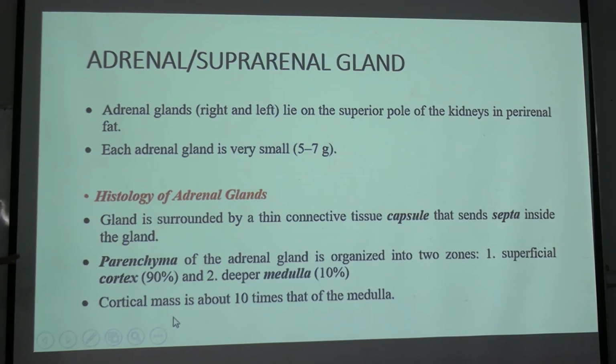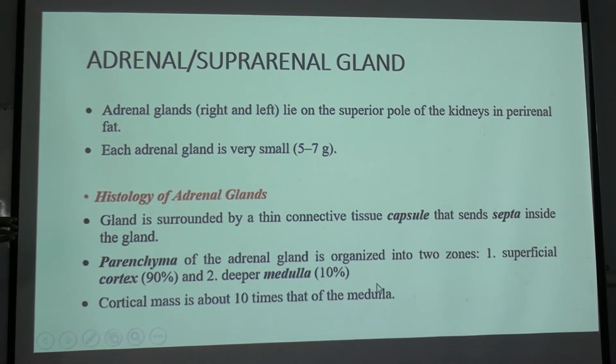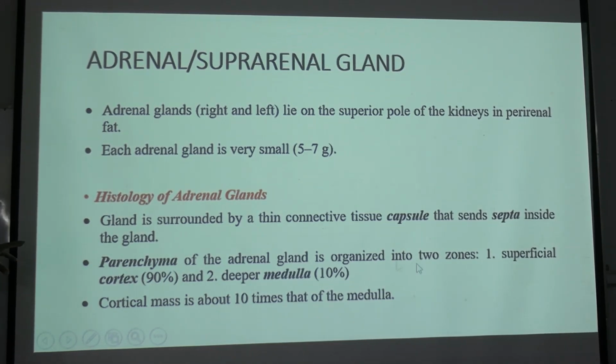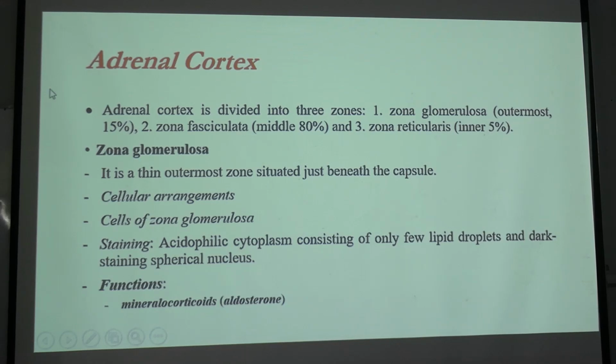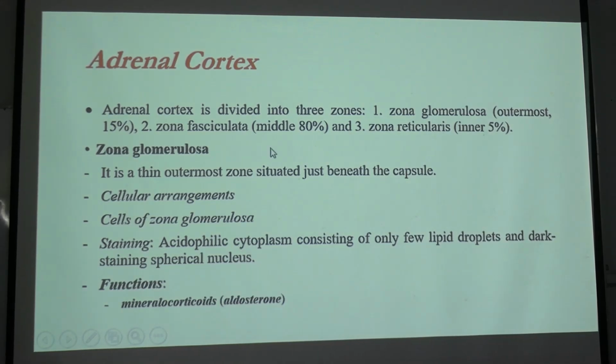The superficial part, the cortex, takes the maximum load, and the medulla is a small portion. The superficial cortex has three layers. We call them Zona Glomerulosa, which takes roughly 10 to 15% of the load. Fasciculata is the middle portion, where the maximum load of cells is. Zona Fasciculata and then Reticularis, which is the least and innermost. Then we have the medulla.